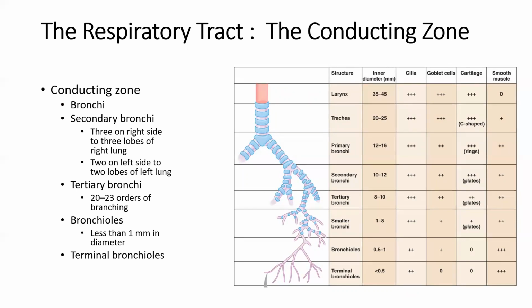We then get into bronchioles, and anything less than 1 millimeter in terms of the internal diameter here is where we get into those distal parts of the conducting zone, which are the bronchioles, and then eventually the terminal, much smaller bronchioles.